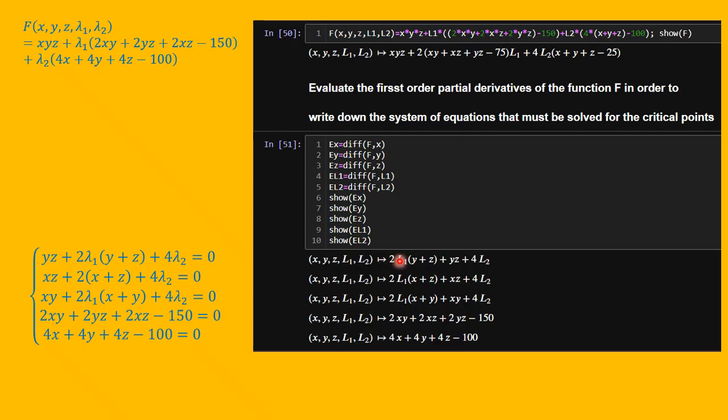So basically, looking at these partial derivatives, we want to set each of those equal to 0, which we did here. And then we want to solve for x, y, z, lambda 1, and lambda 2. Actually, the only things that we're interested in here are x, y, and z. So if we can find them without finding lambda 1, lambda 2, that's okay. But we're going to find them all by using SageMath software.